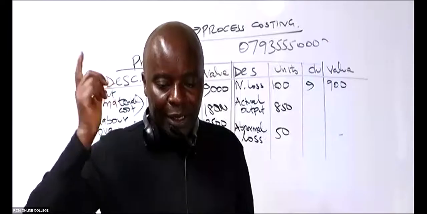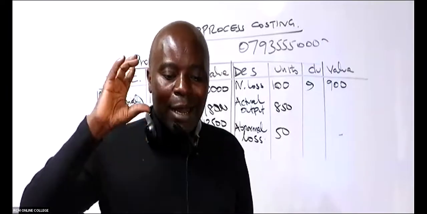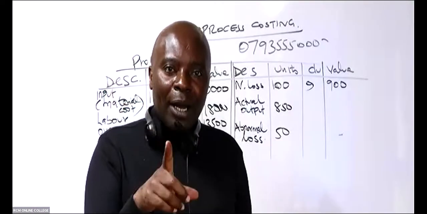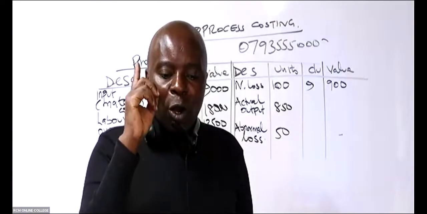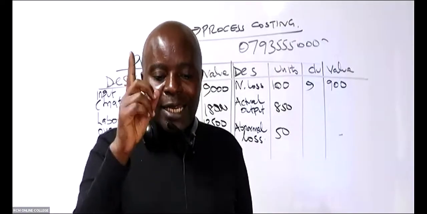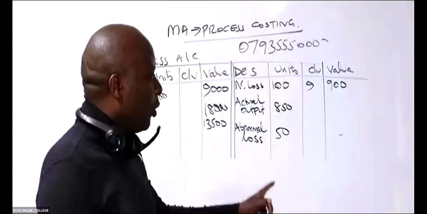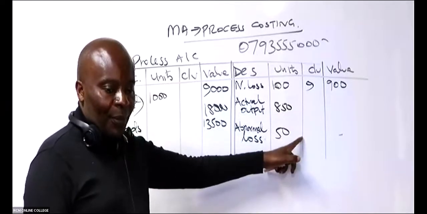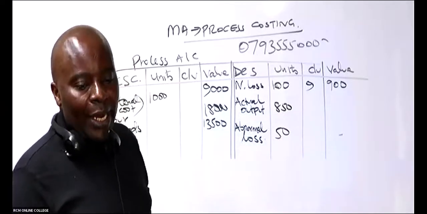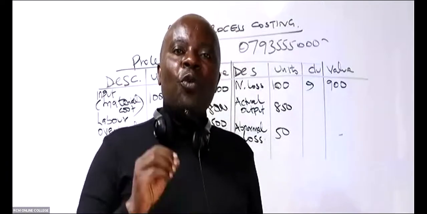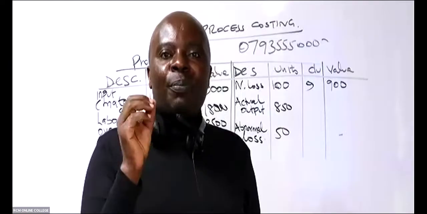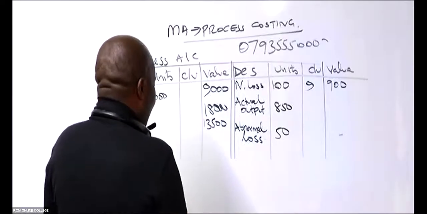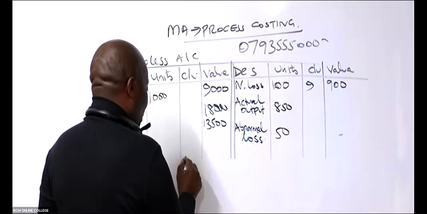I'm able to remember something: abnormal loss, just like abnormal gain, shall always be valued at the same amount we value our good units. They carry the same cost as the actual output. So for abnormal loss and the actual output valuation, you must use the process cost per unit formula. Ladies and gentlemen, are you able to remember the formula for process cost per unit?